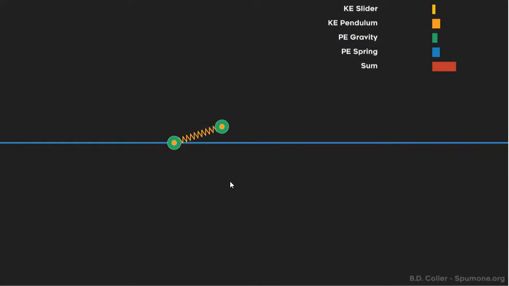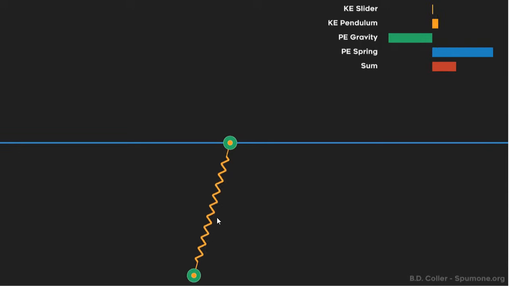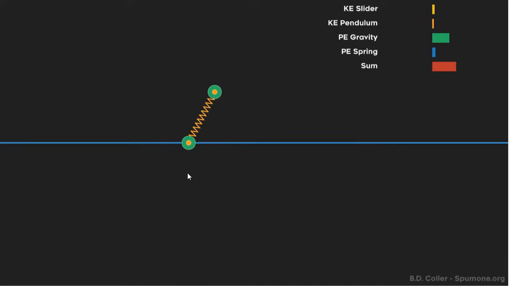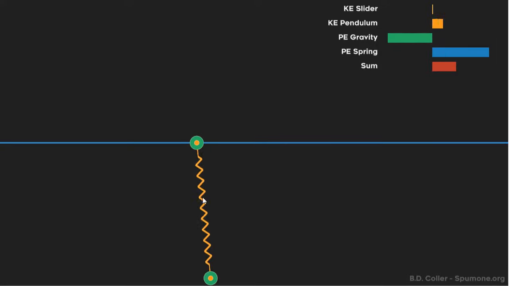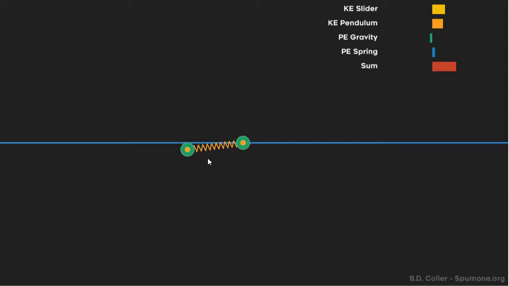In contrast with the sliding springy contraption we have over here, the amount that the spring is compressed depends upon the location of both the pendulum mass, that is the mass at the end of the spring here, and also the slider mass. Both those masses contribute to the state of stretch or compression in the spring. They both determine the amount of potential energy in that spring.